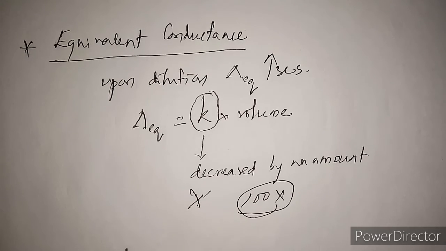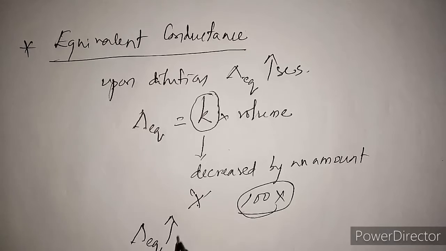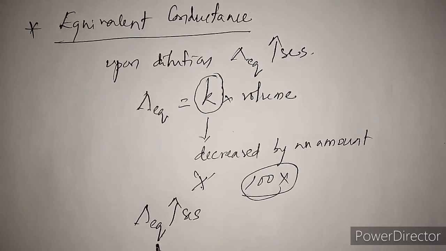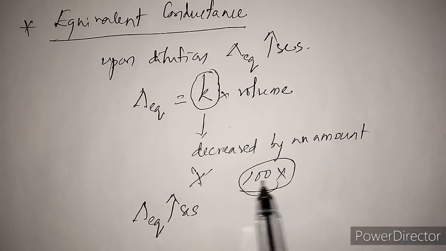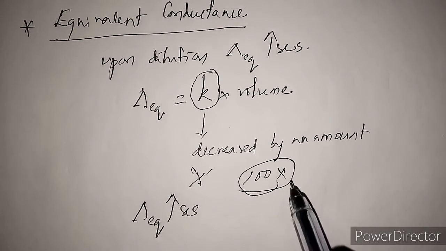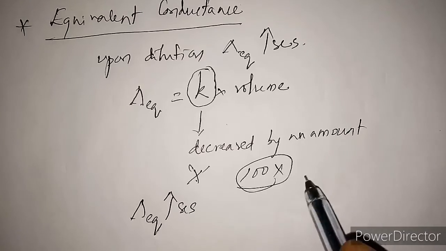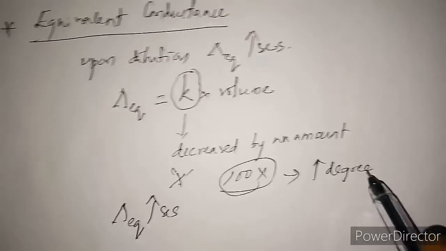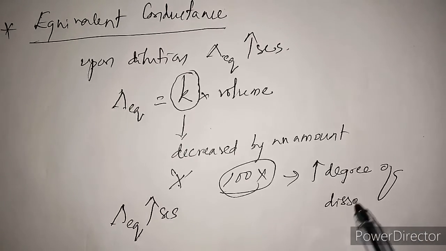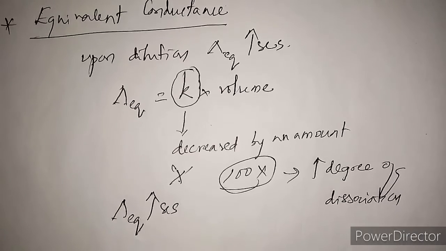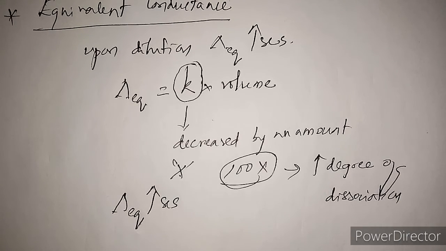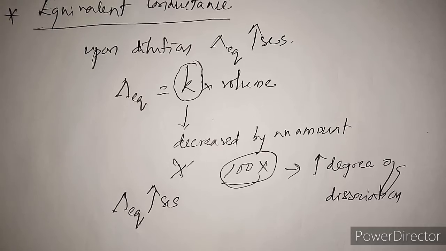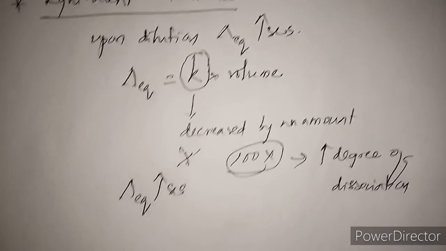That is why the lambda EQ, the equivalent conductance, increases upon dilution, which is more compensated by increasing the volume. It increases because of the increase in the degree of dissociation. The increase in degree of dissociation leads to more ions that contribute more to the conductance. That is why the equivalent conductance increases upon dilution.